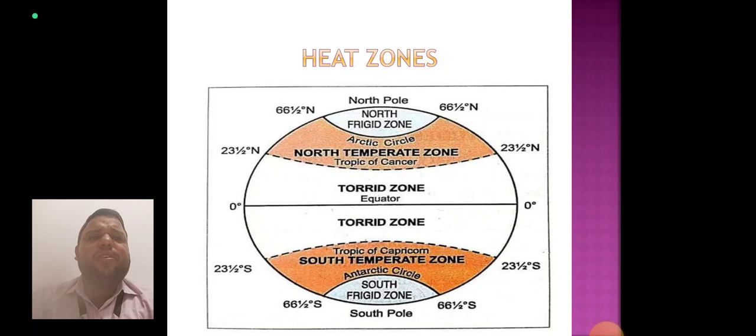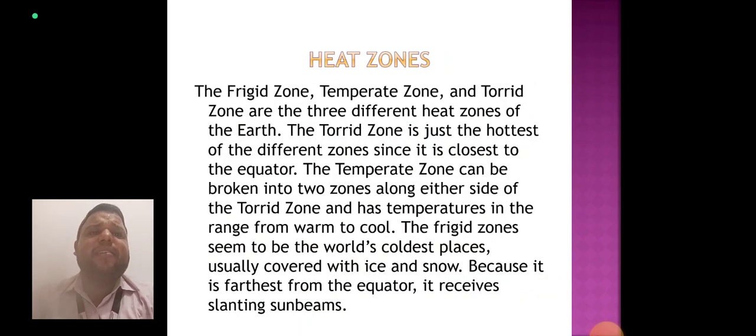Now next is frigid zone. Now frigid zone is a very cold zone. Frigid means cold. The north frigid zone lies between the Arctic Circle and the North Pole, while the south frigid zone lies between the Antarctic Circle and the South Pole. These regions are extremely cold, permanently frozen, because the sun rays reach the Earth's surface at an extremely slanted angle.